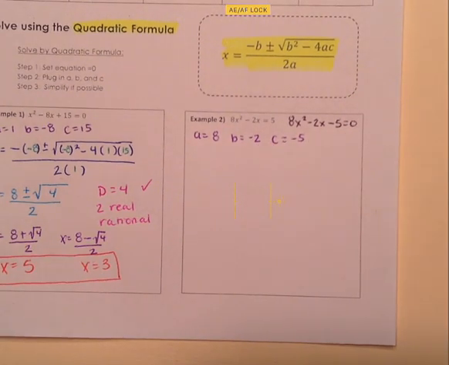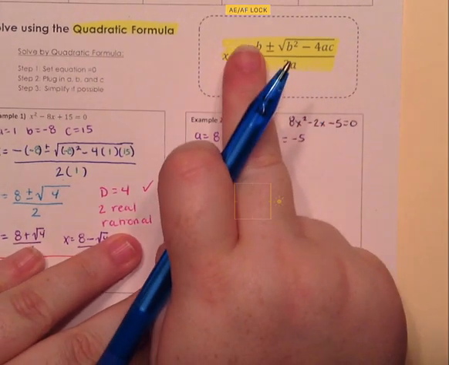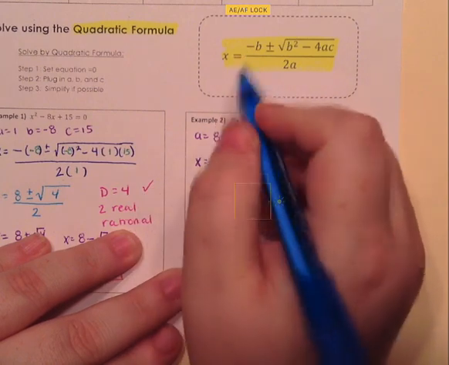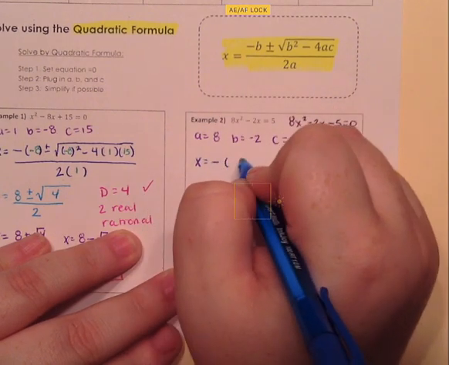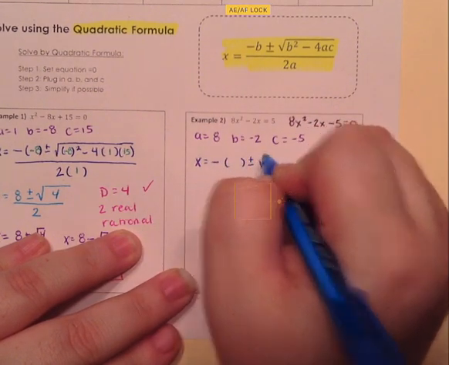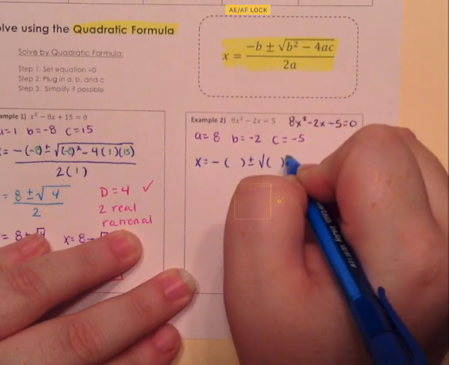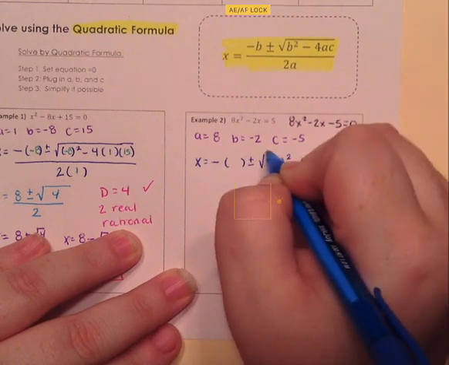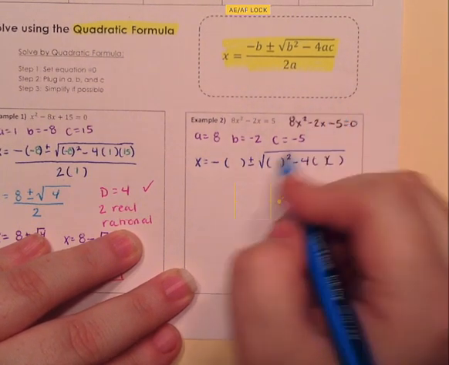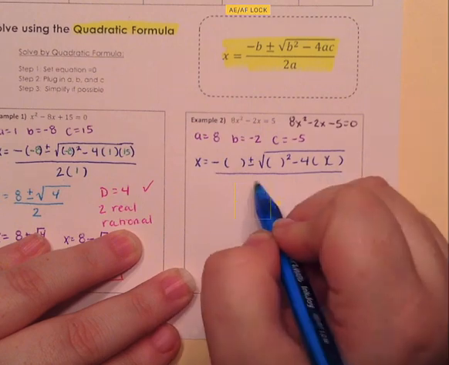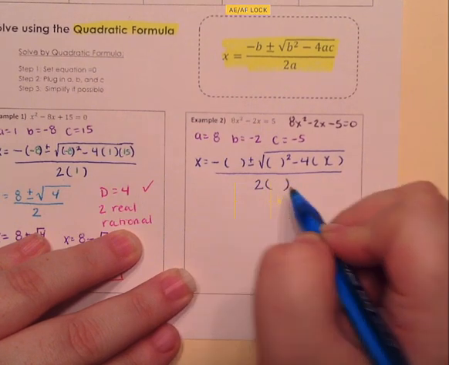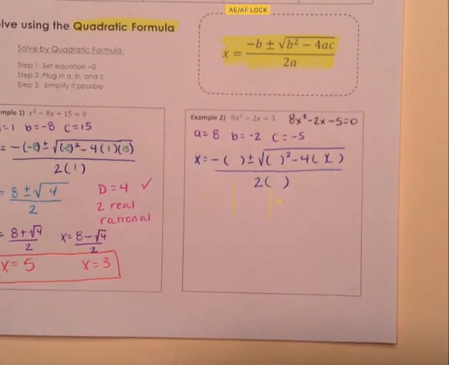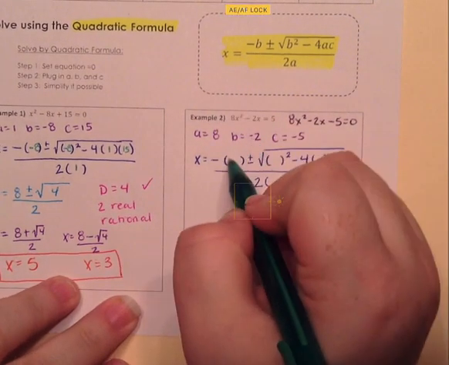Now doing the quadratic formula, again, I'm going to go back to the quadratic formula, and everywhere I see a letter, I'm going to put parentheses. So I have x equals negative (), plus or minus the square root of ()² minus 4()(). I'm going to extend my square root symbol, all over 2(). Okay, so we have negative b, so we're going to put in the b value. I'm going to put in the b value of negative 2.